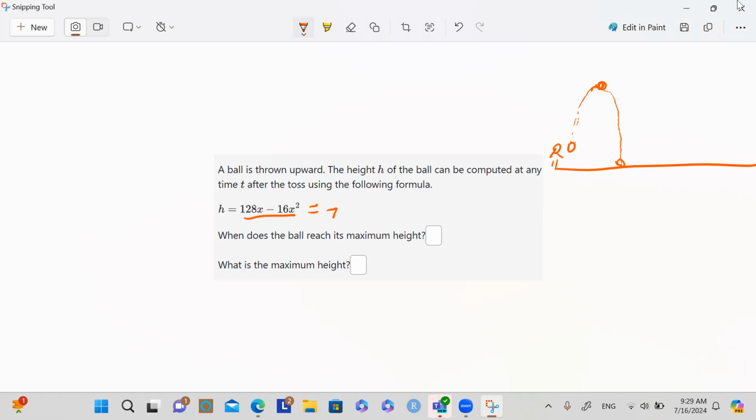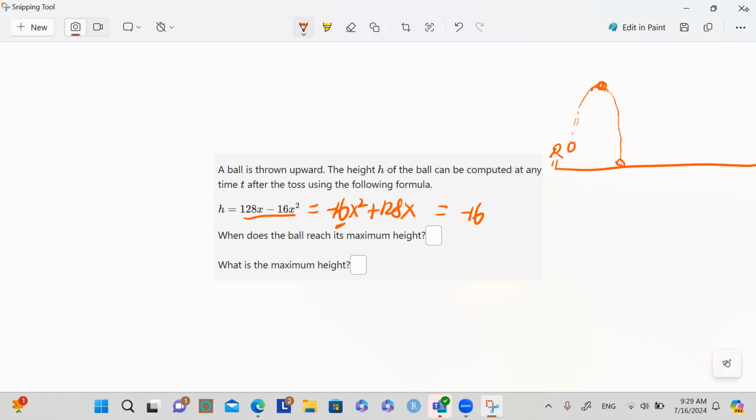If you divide it, it becomes minus 16x squared adding 128x. So this is a typical quadratic function. That means we can locate the maximum height at this point. Because the leading coefficient is negative, this is concave downward, so there's a maximum height somewhere for this ball. We try to locate that, so we need to complete the square.